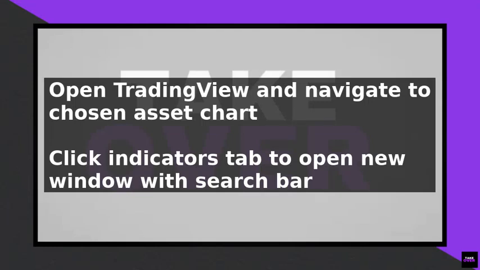To add an exponential moving average or EMA on TradingView, start by opening the platform and navigating to the chart of your chosen asset. Click on the Indicators tab located at the top of the screen. This will open a new window with a search bar. In the search bar, type exponential moving average and select the EMA option from the drop-down list.